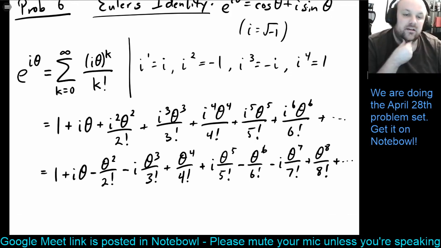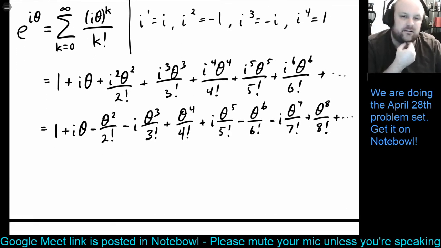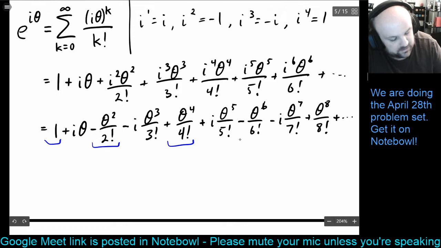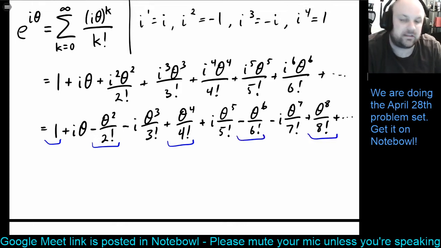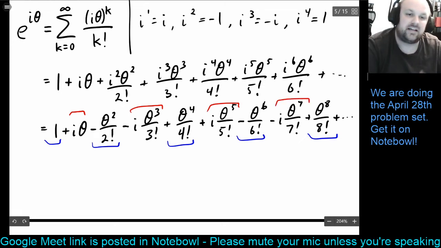Okay, so now that we have this, there are 2 types of terms here. There are terms that are purely real, and there are terms that are purely imaginary. Let's group those. All the blue terms here are purely real terms. There's no imaginary number at all. All the ones that I'm putting red brackets over are purely imaginary. They all have an i in them.